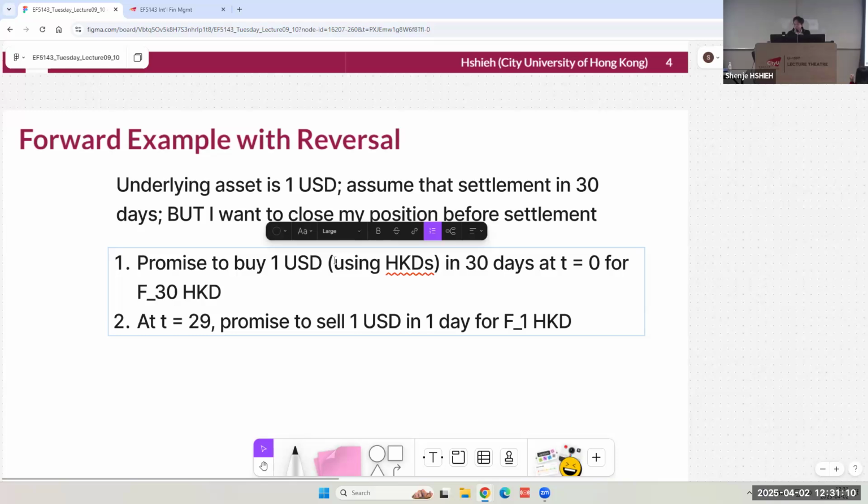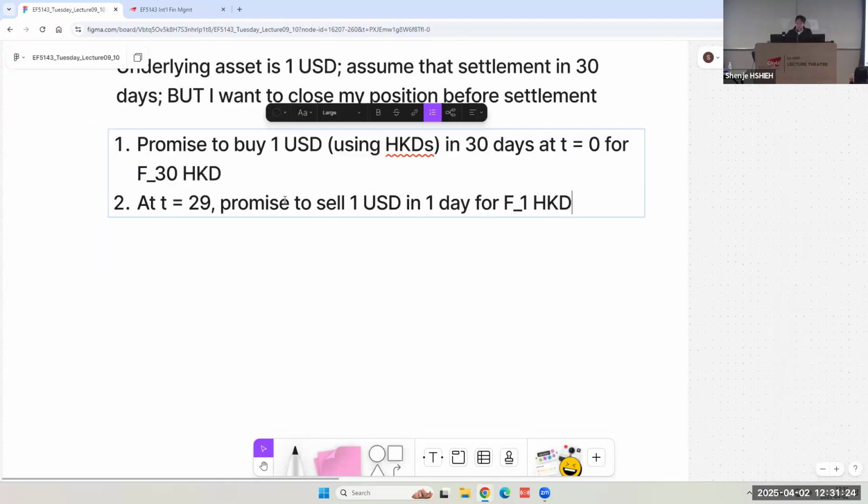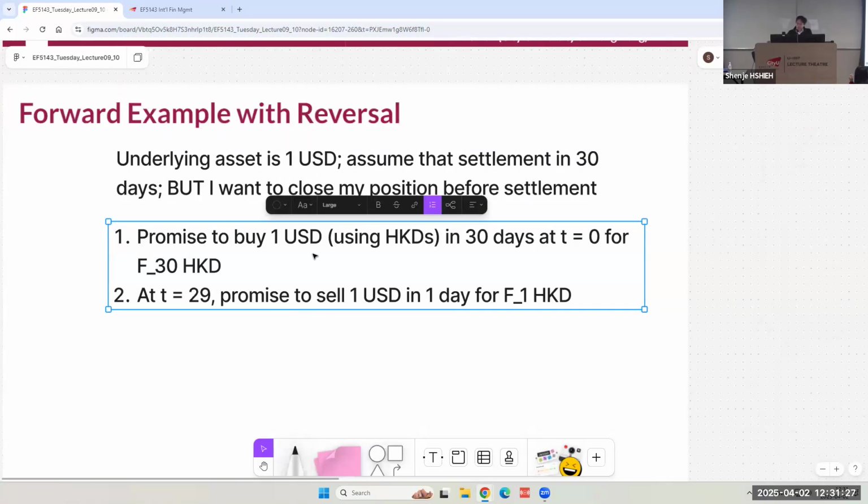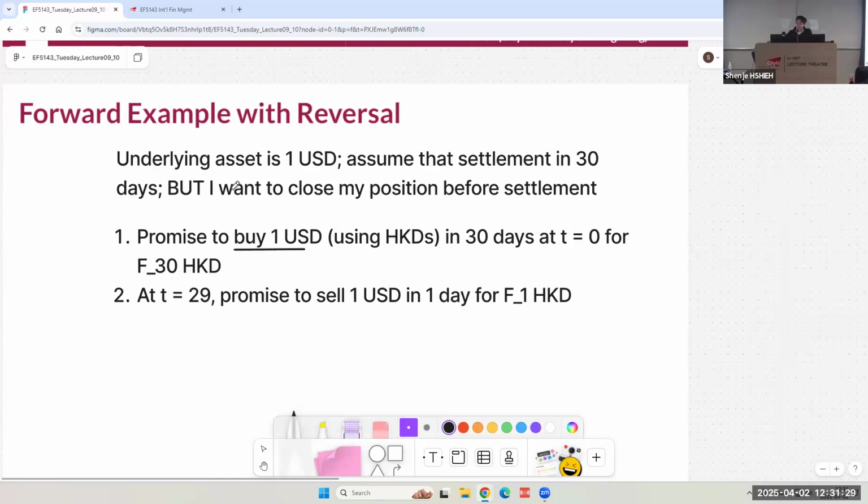So this F30 and F1 both have the same settlement date on May 2nd, but I'm only going to do step 2 when it's May 1st. The difference here is that in the first part, I promised to buy, so this is a long position, long forward. In this part, I promised to sell, so it's short. So I take the opposite leg and you'll see that I will no longer have to deliver or receive anything at all.